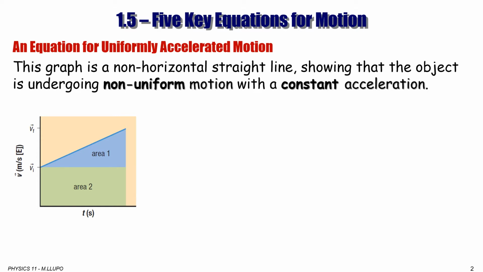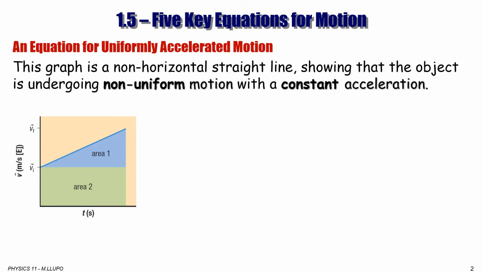After learning a lot about graphs in the previous lesson, we should be able to interpret this graph. So the type of motion on this graph is represented by a non-horizontal straight line. That means the straight line is a constant slope. So acceleration is constant, and since that is non-horizontal, it is not zero. So it is a non-uniform motion with a constant acceleration. We call it uniformly accelerated motion.